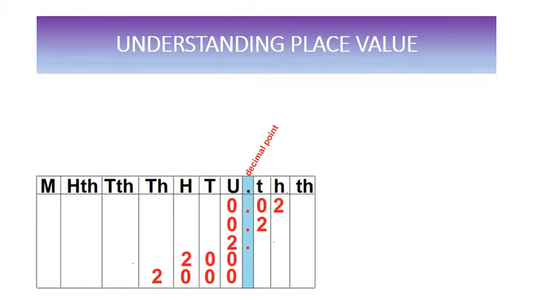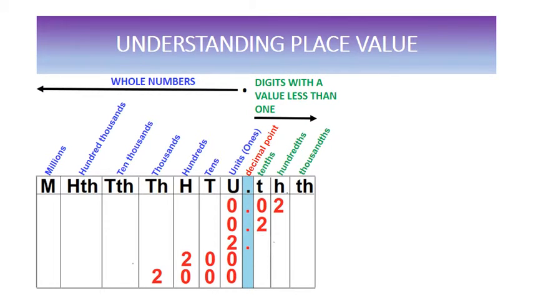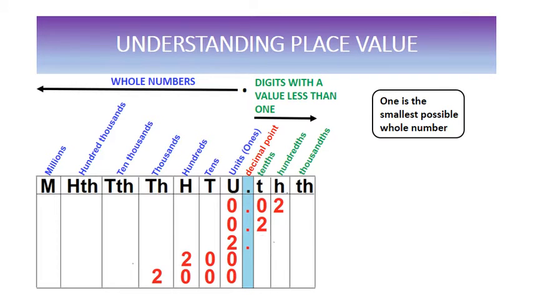So immediately to the left of this we have our units, or some people call it the ones column, then your tens, your hundreds, your thousands, your 10,000s, your 100,000s, and then millions, and so on. And then to the right of the decimal point we have tenths, hundredths, thousandths, and so on. Now all the digits to the left of the decimal point represent whole numbers, and all of the ones to the right represent digits that have a value of less than 1. So 1 is the smallest possible whole number that you can have, and that would be in the units column.